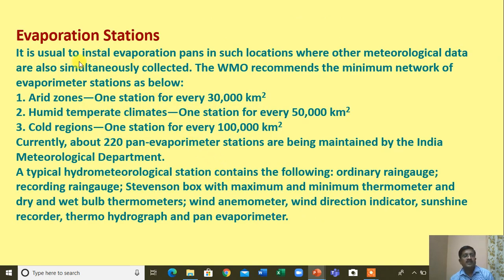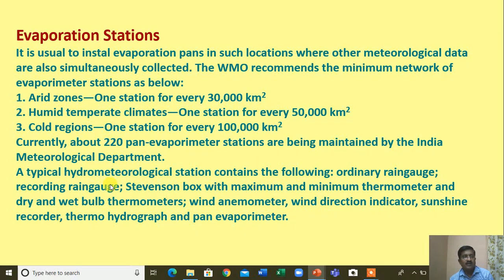Evaporation stations. It is usual to install the evaporation pans in locations where meteorological data are also simultaneously collected. The WMO recommends the minimum network of evaporometer stations as below. Arid zones: 1 station for 30,000 km square; humid temperate climates: 1 station for every 50,000 km square; cold regions: 1 station for every 1 lakh km square. Currently 220 pan evaporometer stations are being maintained by the India Meteorological Department.